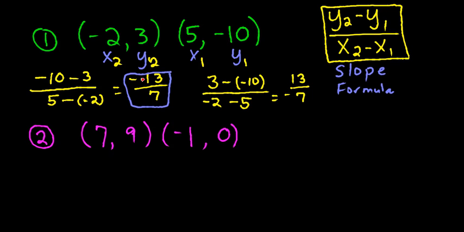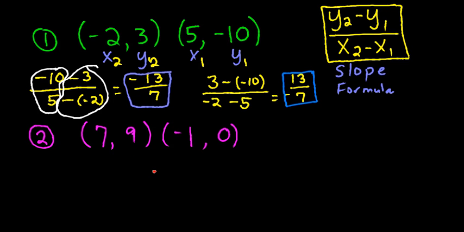Now, negative 13 over 7 and 13 over negative 7 really both simplify to negative 13 sevenths. So I get the same answer either way. Really important just to notice that however you do it, the 2 points that are above each other need to come from the same set of points. So this negative 10 and 5 come from within the same set of parentheses, where the 3 and the negative 2 come from the same set of parentheses.